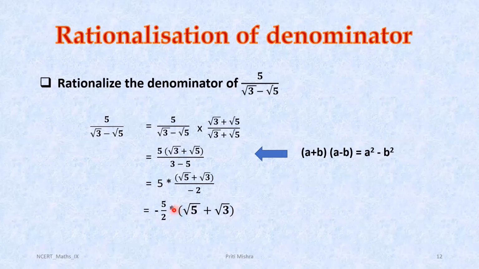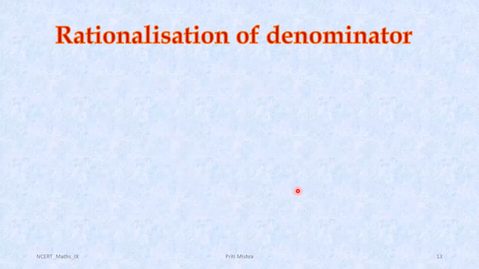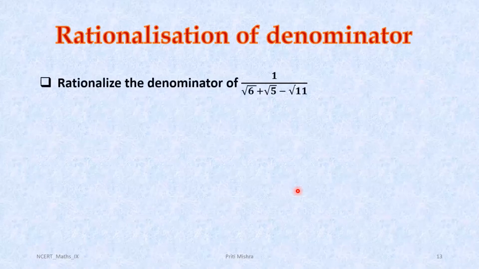So in this way, we rationalize the denominator here. See, in the denominator now we have a rational number. So this is the process of rationalization. Let's have another example of rationalization of denominator. We have the question 1 upon square root 6 plus root 5 minus square root 11.